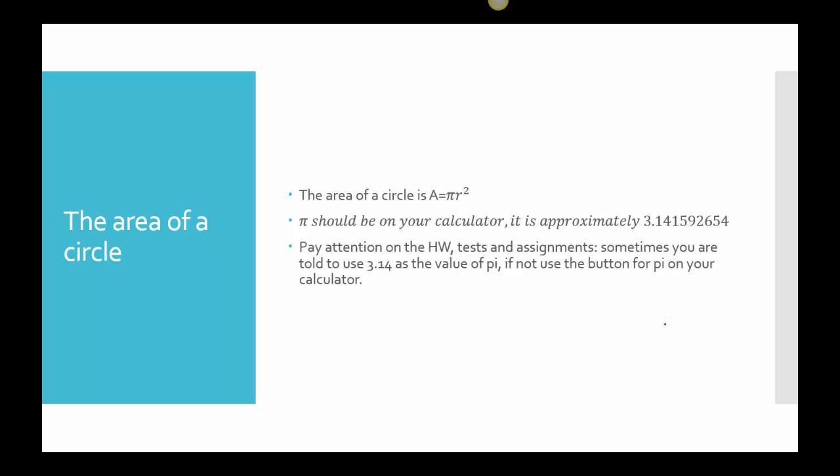The homework is a little weird sometimes. Sometimes it'll tell you to use the pi button on your calculator. Sometimes it'll say use 3.14. Make sure you do what it tells you to do in order for it to give you the right calculation. If it happens to be a multiple choice problem, pick the one that's closest to what you get, but do pay attention to what you're supposed to do.